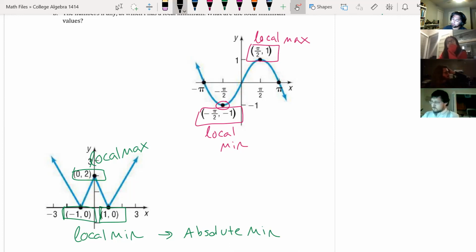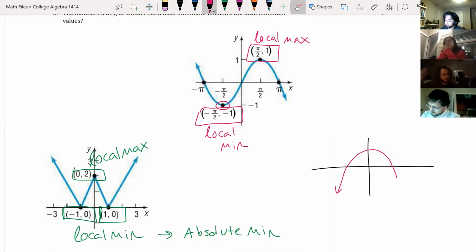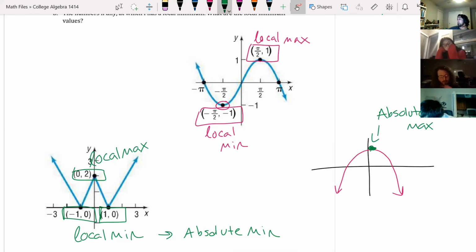So if we had something called an absolute maximum, we would have a graph that would look something, let's just say that my graph is a parabola. The point at the very top can be considered a local max, and it can also be considered an absolute maximum, meaning it is the absolute highest point of that graph. So local min, local max, and then you have absolute min, absolute maximum.